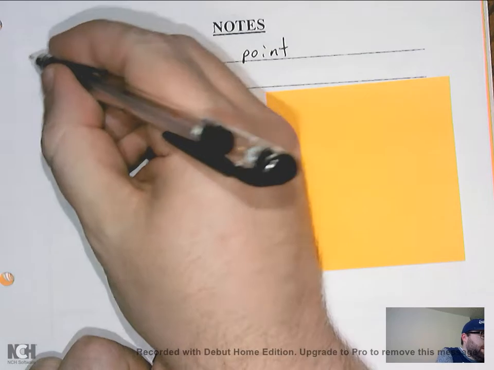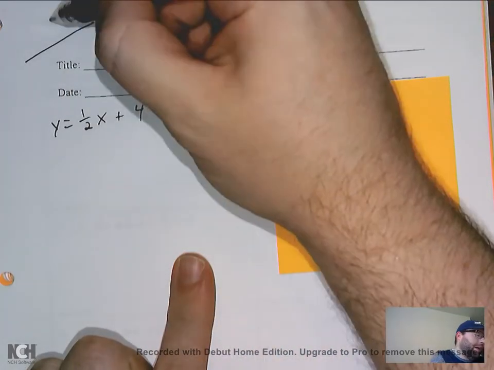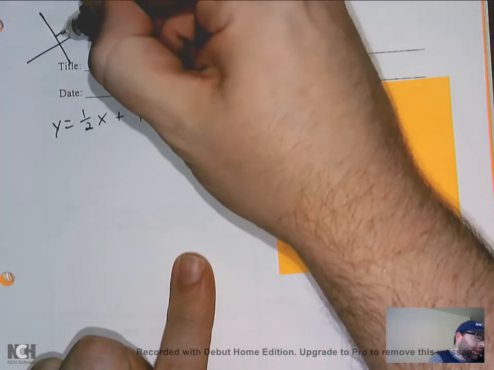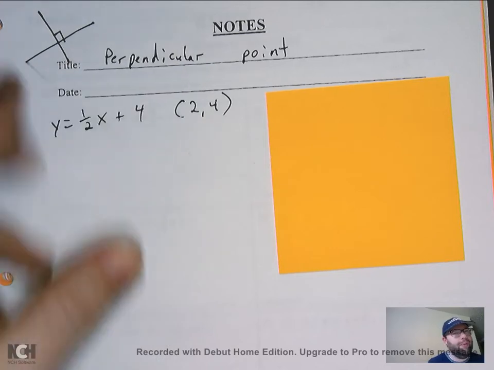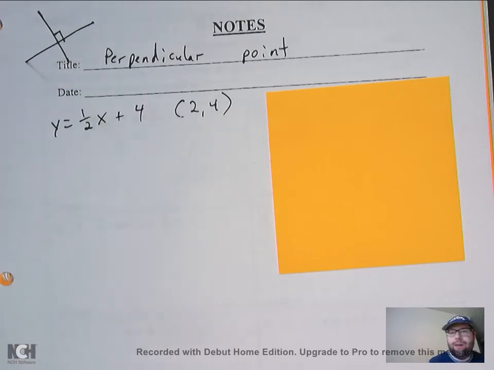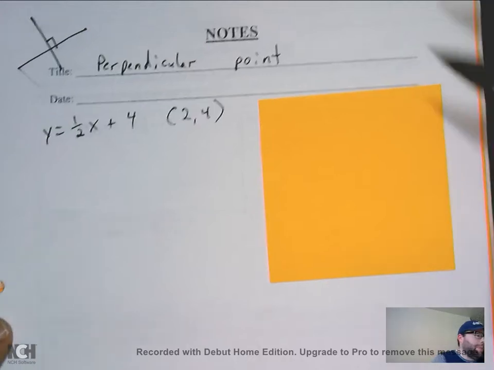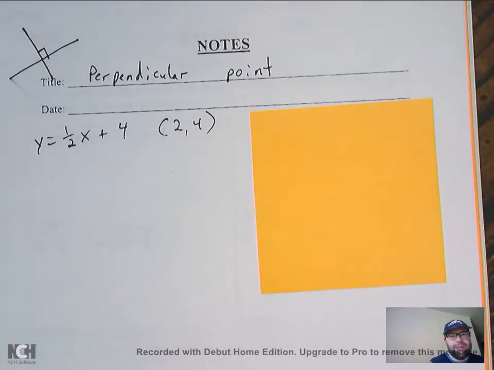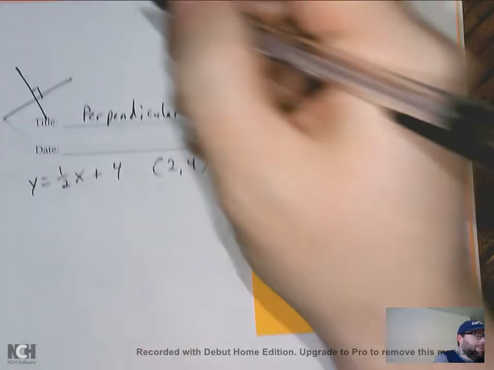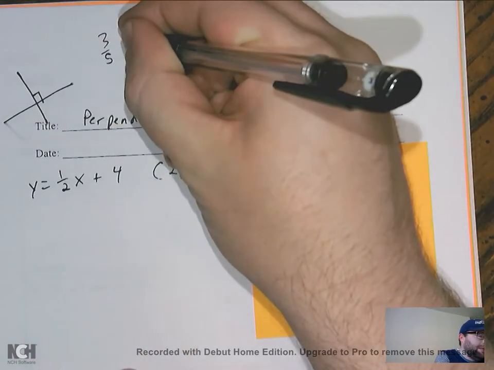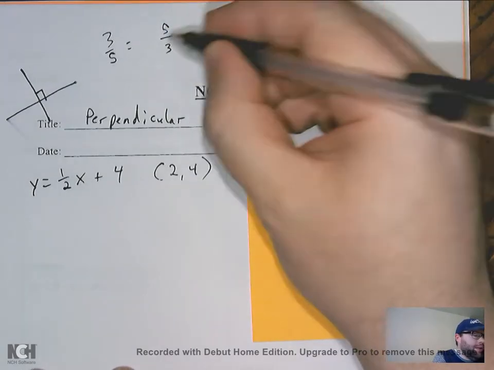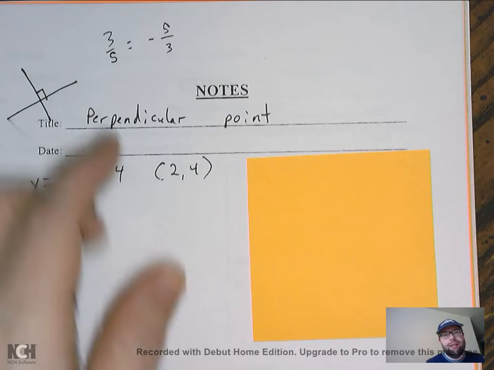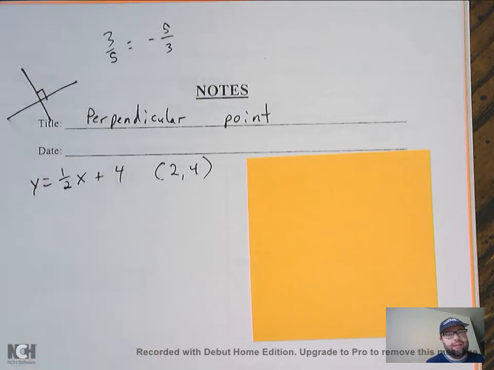So remember, here's my original line. A perpendicular line would intersect it at exactly 90 degrees, right? It's kind of the opposite version of that line. If it was a positive slope, it's a negative slope. Perpendicular slopes are the opposite reciprocal. For example, if I had 3 over 5, its opposite reciprocal would be 5 over 3, but negative, right? So the fraction flips and changes signs.